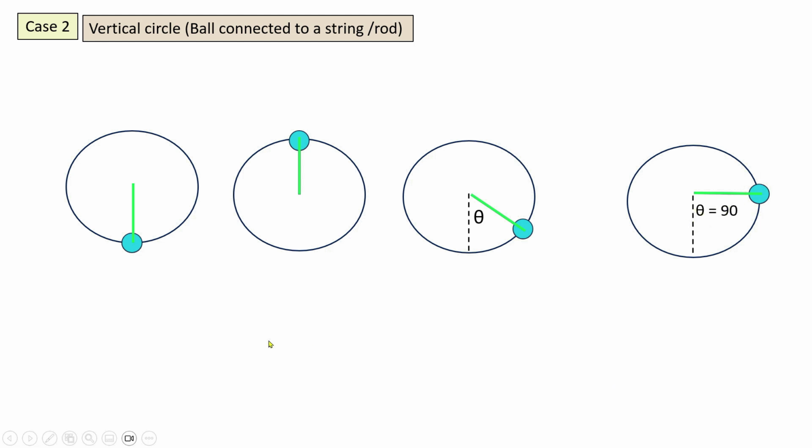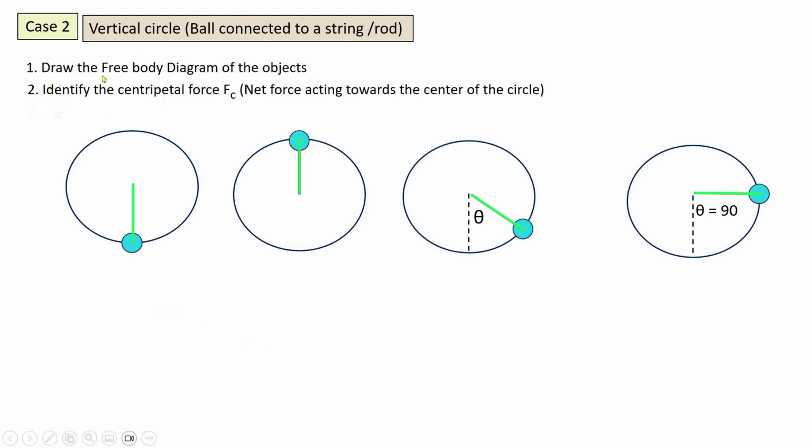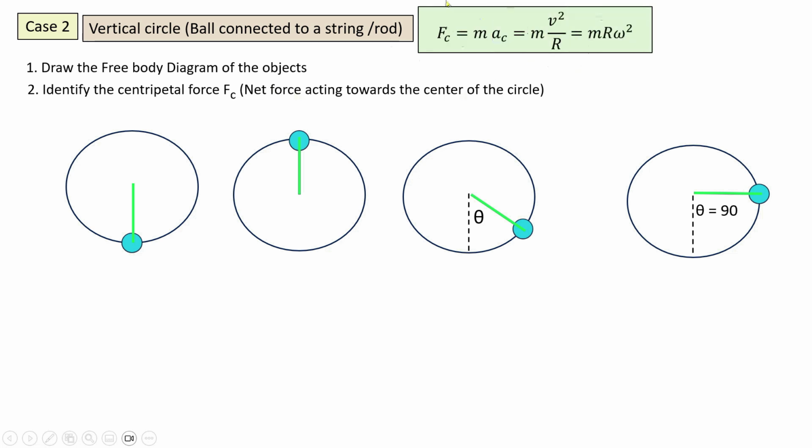Now let's apply all the steps one by one. Step number 1 is to draw the free body diagram. Step number 2 is to identify the centripetal force. And step number 3 is to apply the entire equation. Let's start with step number 1, to draw the free body diagram of the object. If you analyze this first example where the ball is at the bottommost point, try to figure out what are the forces acting on this ball.